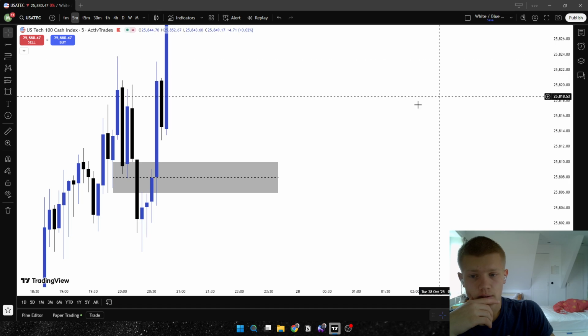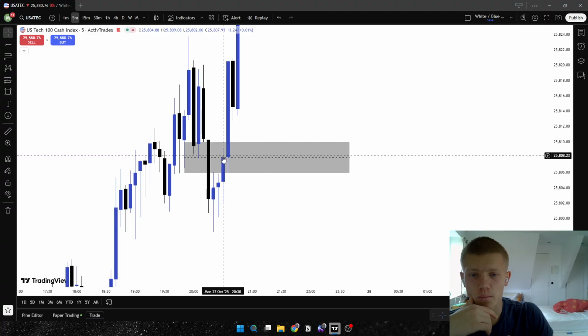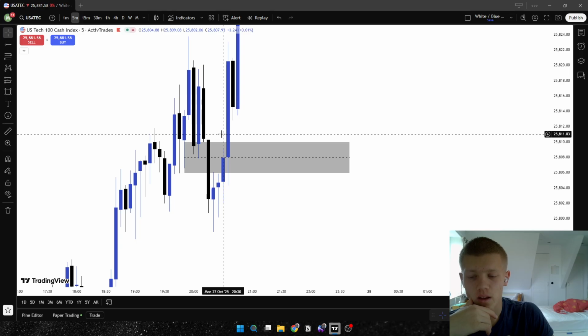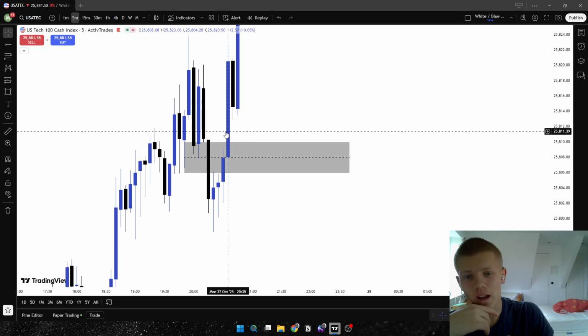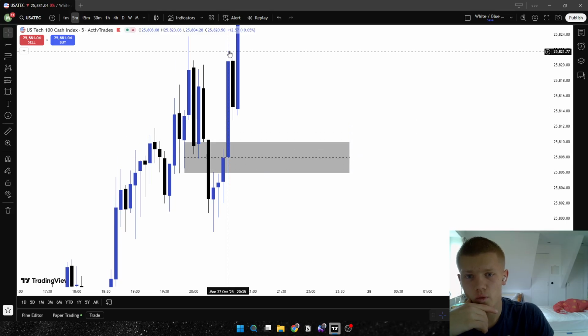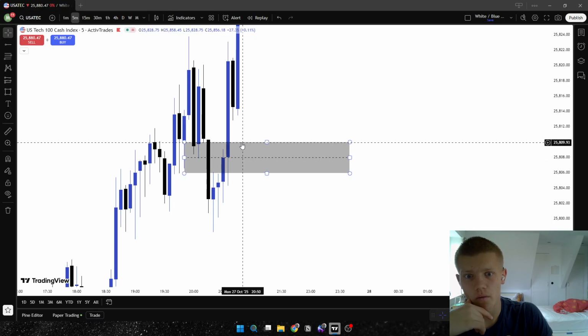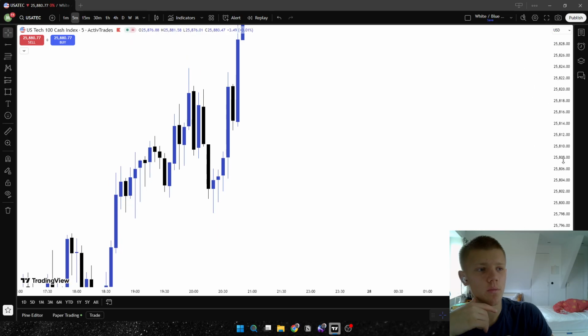But if this would have just been a wick, if we didn't close outside, but we just wicked outside, so you had these tails outside of it, that would not have been an inverse fair value gap. The body has to close outside. It's not enough with just a wick for it to be an inverse. The body has to close outside of the fair value gap in order for it to be inversed.